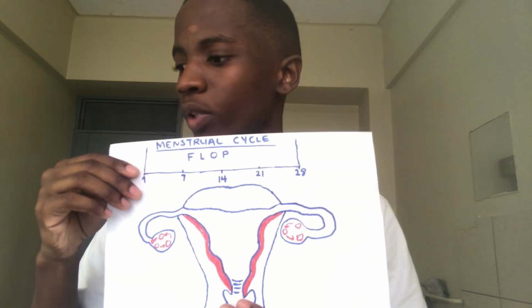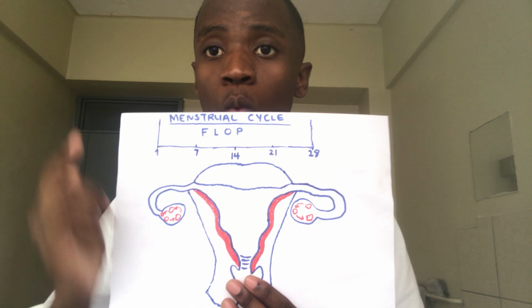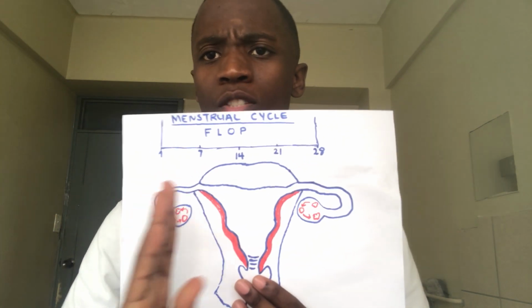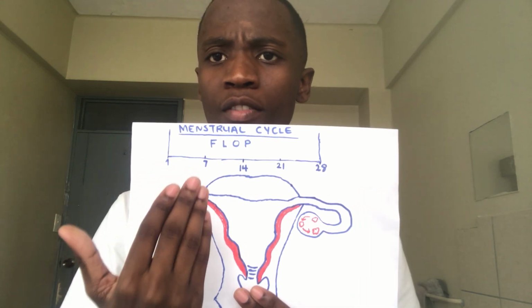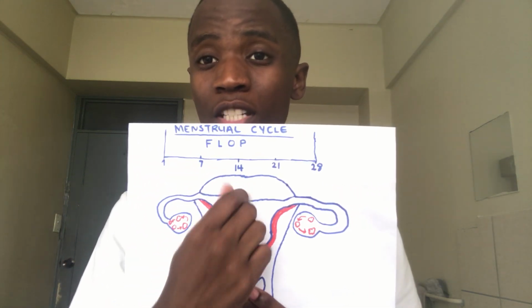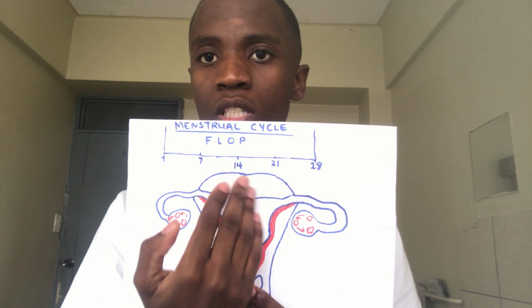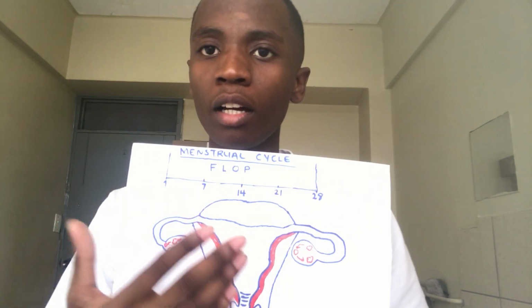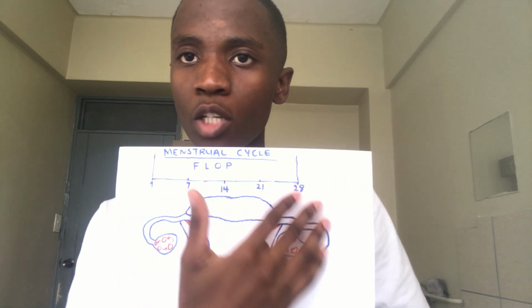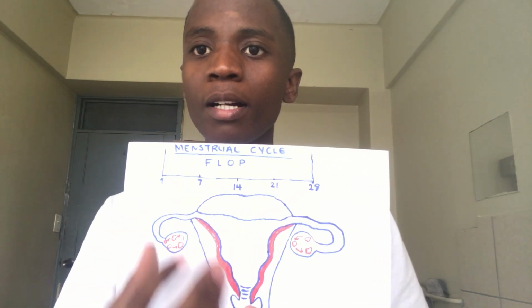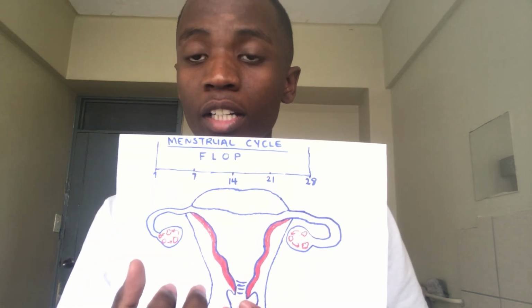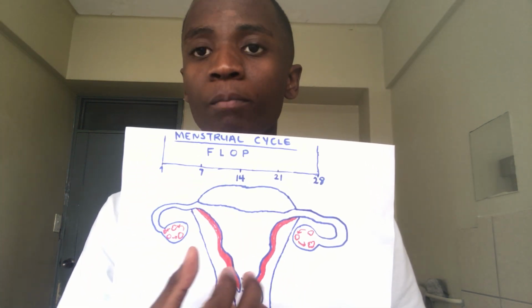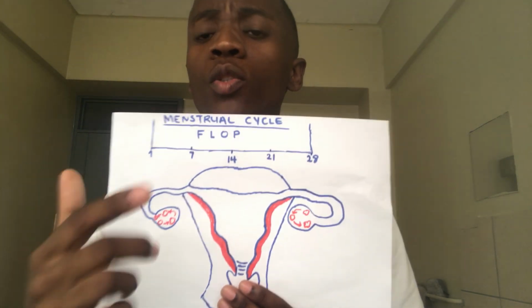So now let's start from day 1 to day 7. What happens from day 1 to day 7? I'm going to be explaining day 1 to day 7, day 7 to day 14, day 14, which is the ovulation day, after day 14, which is maybe day 15 to day 21, 22, and after day 21 to day 28. I'll be unpacking what happens in the ovary and what happens in the uterus.